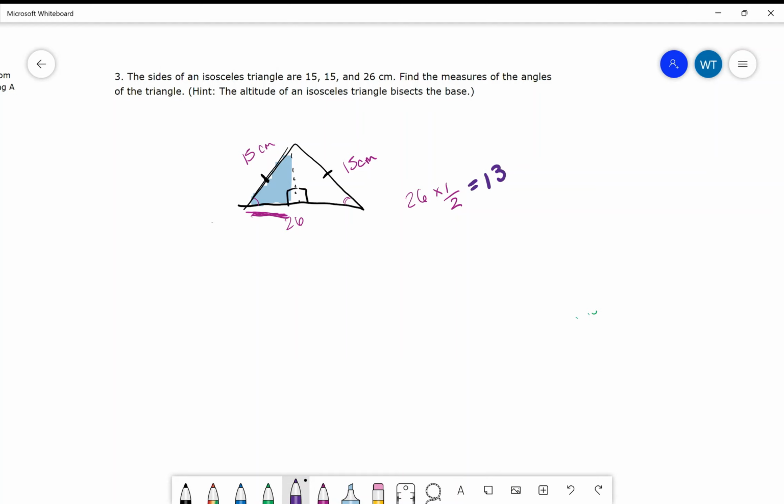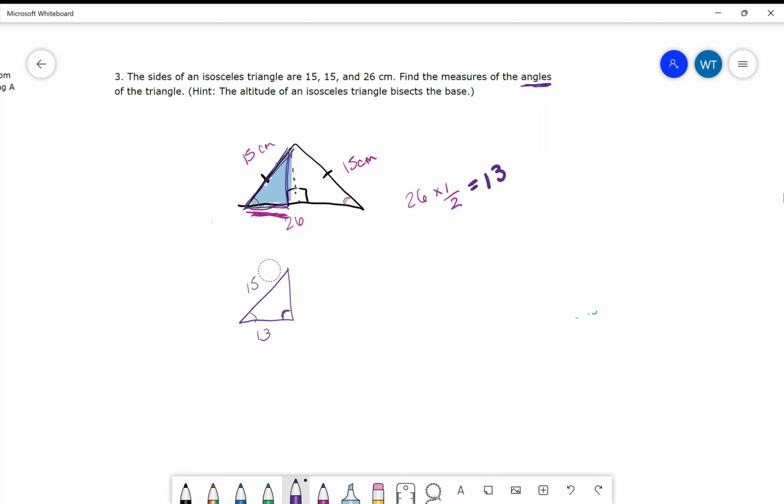And with that being 13, now we are focusing on just this part of the triangle. So I'm just going to draw it again real fast. Because we know we need to find the angle. We know those two are the same. So that's the right triangle. 13, 15. So that's our opposite, that's our adjacent, and that's our hypotenuse.